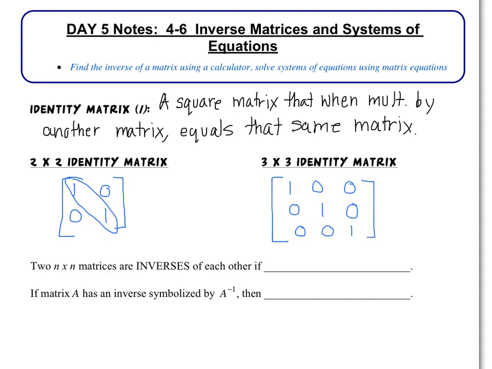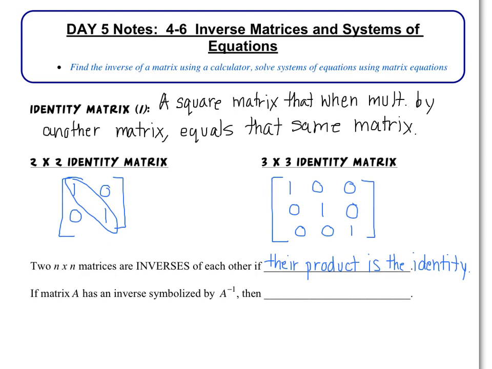Okay, the way that you're going to be able to tell that two matrices are inverses of each other is if their product, so when you multiply them together, their product is the identity matrix. All right, so if you're ever questioning whether two matrices are inverses, you would just multiply them together in both directions and see if you get the identity.